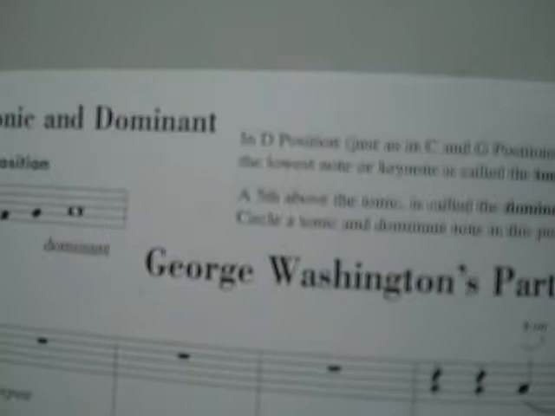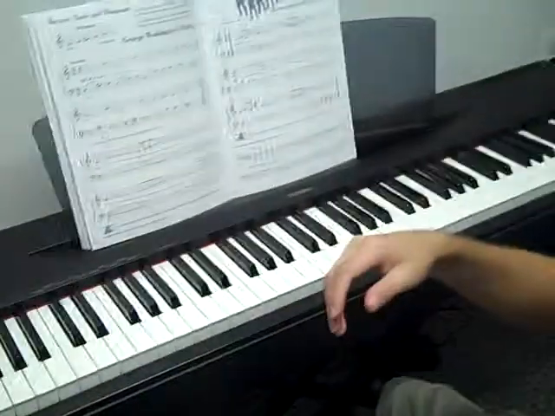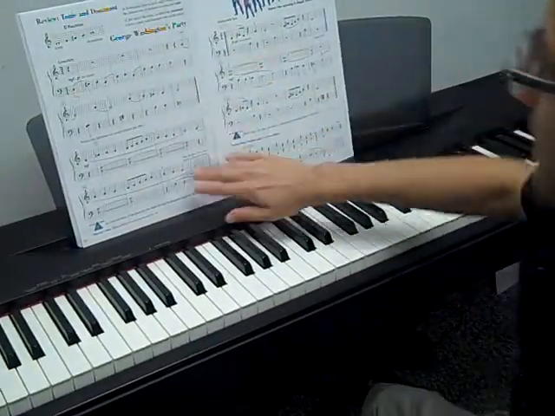Basically, tonic and dominant we learned about before is the first note and the fifth note of the key. Tonic is the first, dominant is the fifth. So in D position, we're going to have a different tonic and dominant than we would in C position. But you already knew that because you're smarty pants. So let's look at the song a little bit.